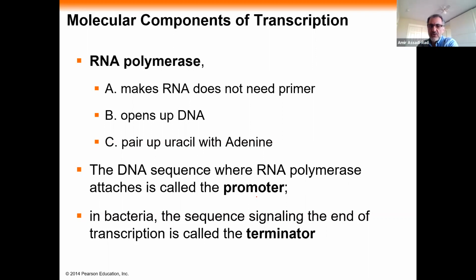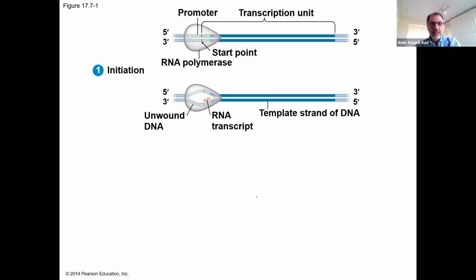The DNA sequence where RNA polymerase attaches is called the promoter. In bacteria, the sequence signaling the end of the transcription is called the terminator. Right here, this is the promoter, and we'll talk about it in gene regulation. We'll talk about this a little bit more, but right now, let's leave it for that. And then the RNA transcript is right here, and this is unbound DNA.